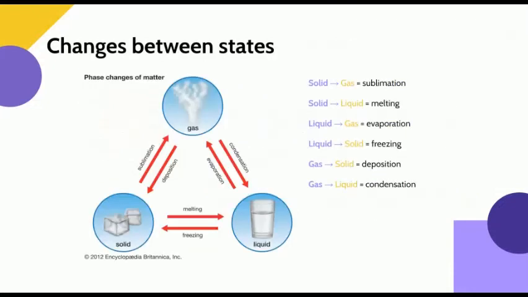So now we're going to have a look at the changes between them, the interconversions, the second part of the video. Solids to gases is called sublimation, and the other way around would be deposition. In terms of solids to liquids, it's called melting. The other way around would be freezing, and then when it condenses, it goes from a gas to a liquid, and vice versa, it's evaporation.